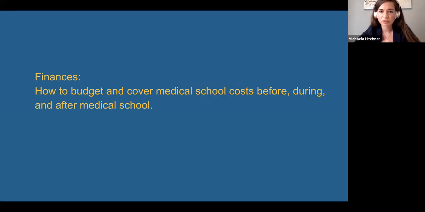And then the last thing that we're going to talk about is finances and how to budget and cover medical school costs before, during, and after medical school. And this is really a rough one. Not only does medical school itself cost a lot, but the actual application itself costs thousands of dollars.